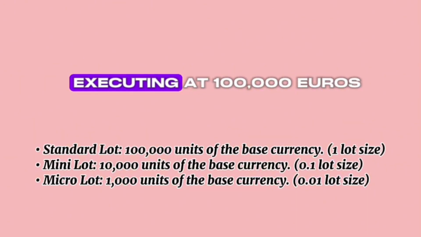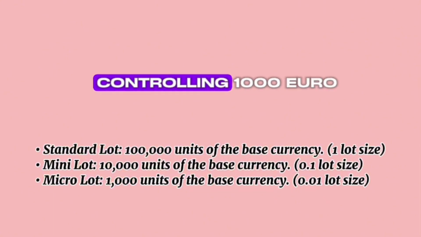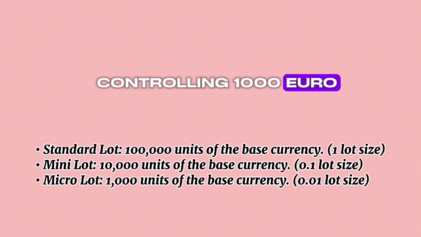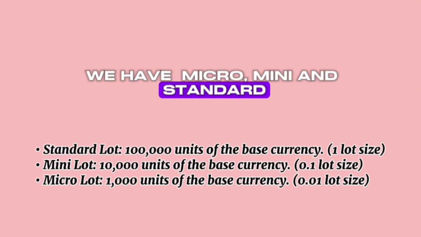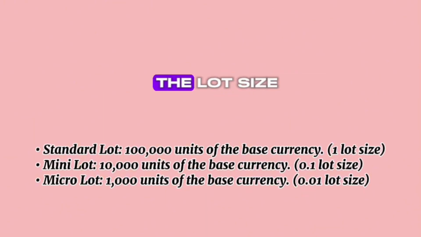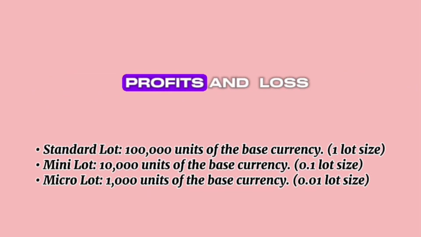That means you are executing at 100,000 euros. And if it is a micro lot, that means you are controlling 1,000 euro. All right. Remember, micro lot is the last one. We have micro, mini, and standard. So why does this matter? The lot size determines how much each pip movement is worth, which affects your potential profit and loss.